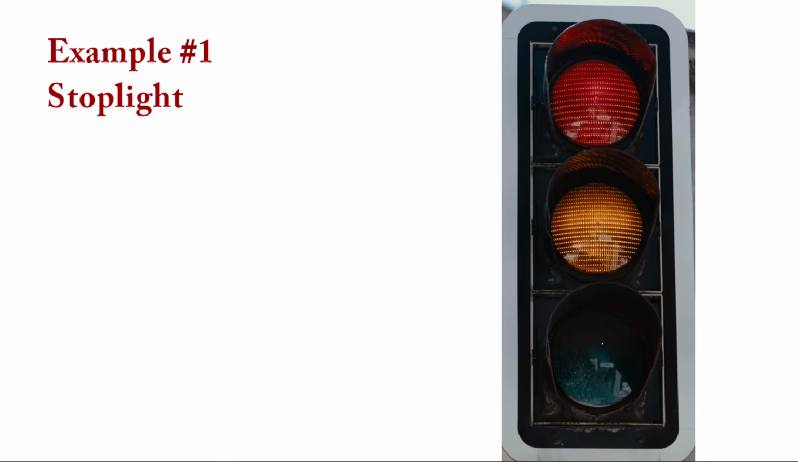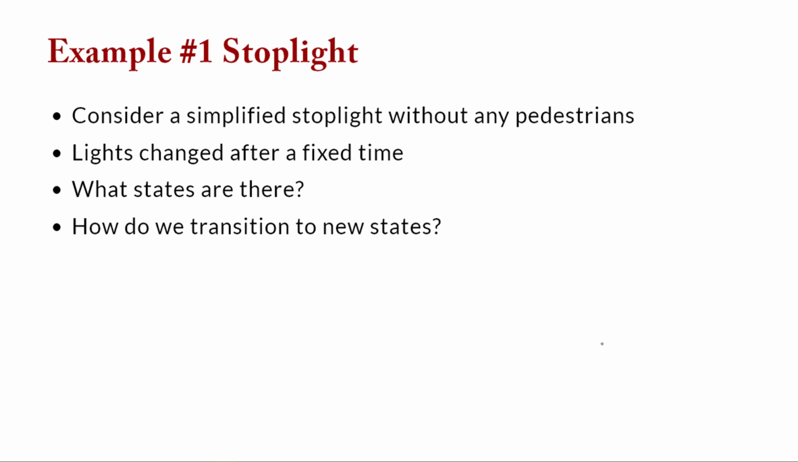Okay. So let's look at a quick example. I have two examples I want to show you. So the first one is the stoplight. So if you think about a really simple stoplight, not a big intersection, just a simple stoplight, it's going to change after a fixed amount of time. So it goes to the different lights, right? So question, I'll give you just 5 seconds to think about this. What are the different states and how do you go to a different state?